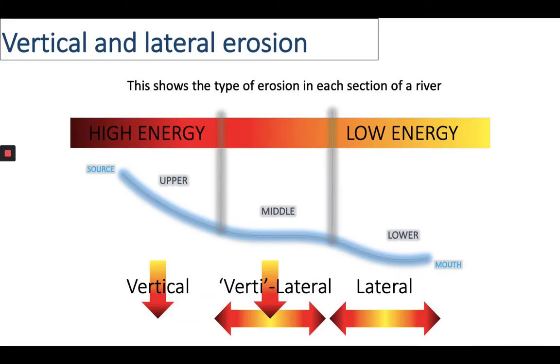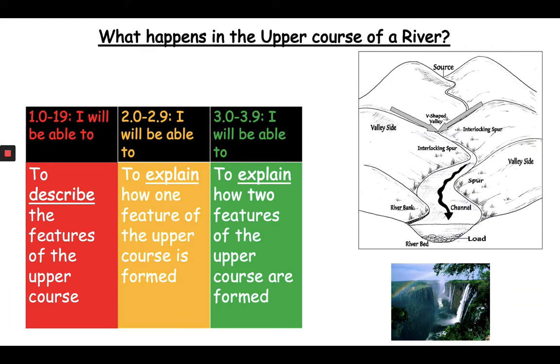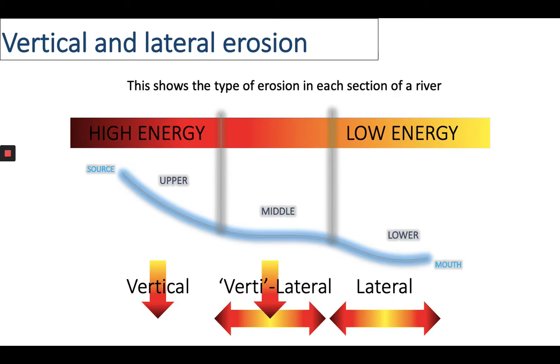Okay, so here is the long profile of a river, and it shows the type of erosion in each section of a river. So in the upper course, we have a lot of vertical erosion. So that means we're going down and we're vertically eroding. Whereas in the middle, we have vertilateral erosion, which means we have both sideways erosion and also erosion down. And then finally, in the lower course, we have lateral erosion, so out long ways, and that's why it's wider in the lower course. So you should now be getting to grips with a few characteristics of the long profile.